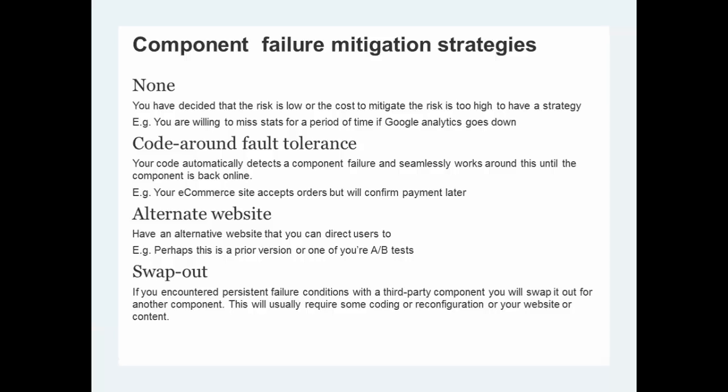Code around fault tolerance. You can write code that will detect a component failure, or you can use a monitoring service to detect a component failure, and then find some workaround. So you can imagine that e-commerce situation where you detect that the payment service is down, you gather the information, but then confirm the payment later. Okay, another idea there is, say you're using a third-party rating and review service, and that goes down. You could simply not display that on the page, for example. The other strategy is to have a completely alternate website.